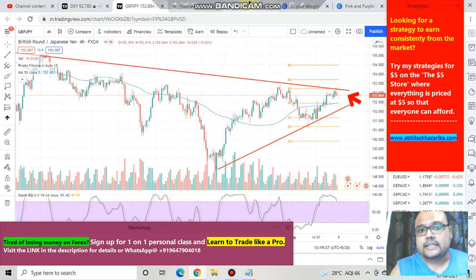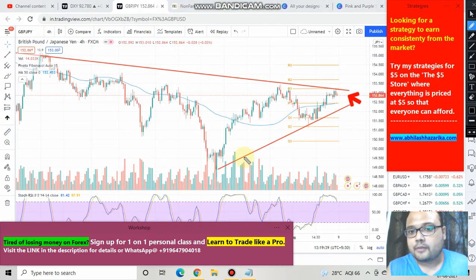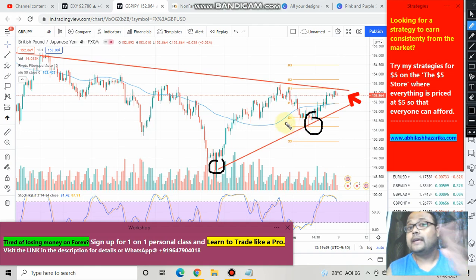And right now you can see that the market has formed a lower high here. The market did not cross this previous high. The market has formed a lower high. Therefore, you must be extremely careful.